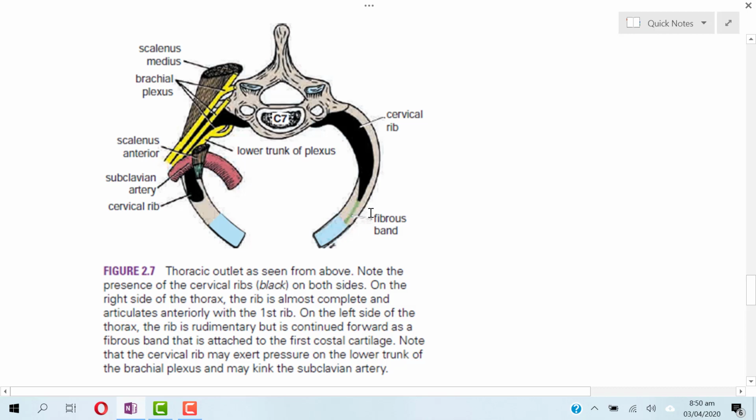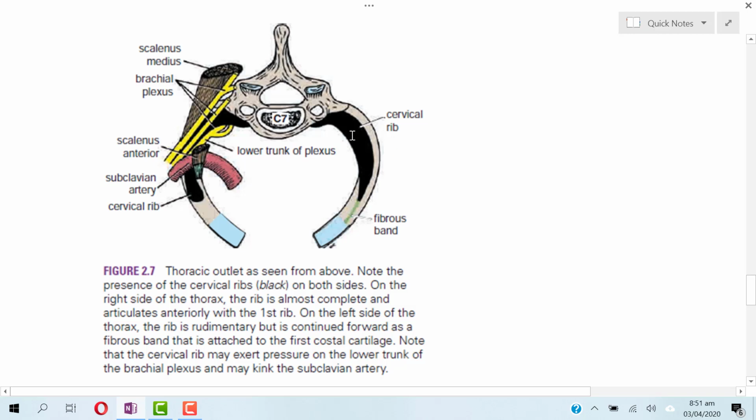Sometimes the cervical rib is free anteriorly, or maybe it is attached to the first rib through a fibrous band. Can you see a fibrous band here? The cervical rib can be present on one side or on both sides also. If there is a cervical rib, it can be accidentally diagnosed in an x-ray done for some lung problem or any other problem. If the patient has a cervical rib, it will be seen in the x-ray.